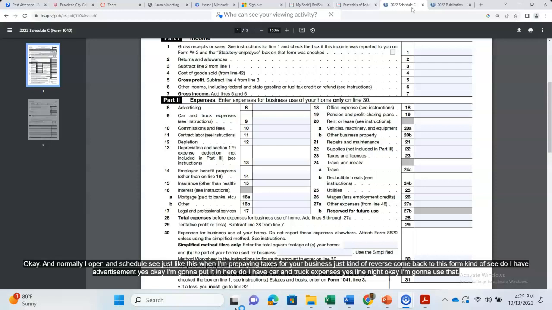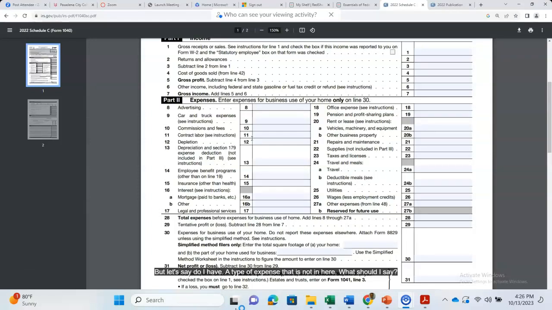Normally I open a Schedule C just like this when I'm preparing taxes for a business, and kind of reverse, come back to this form and see, do I have advertisement? Yes, okay, I'm going to put it in here. Do I have car and truck expenses? Yes, line 9. Okay, I'm going to use that.